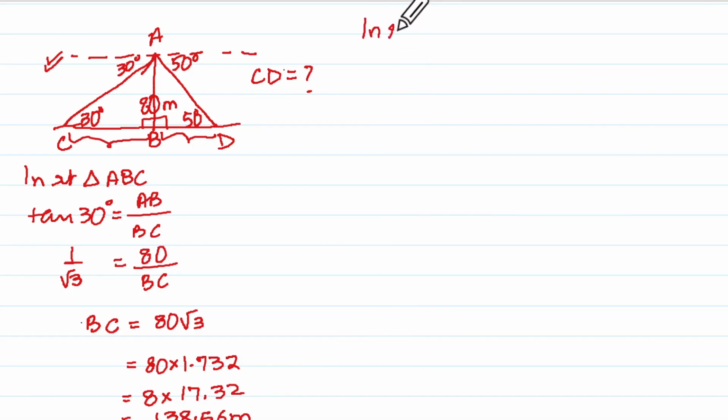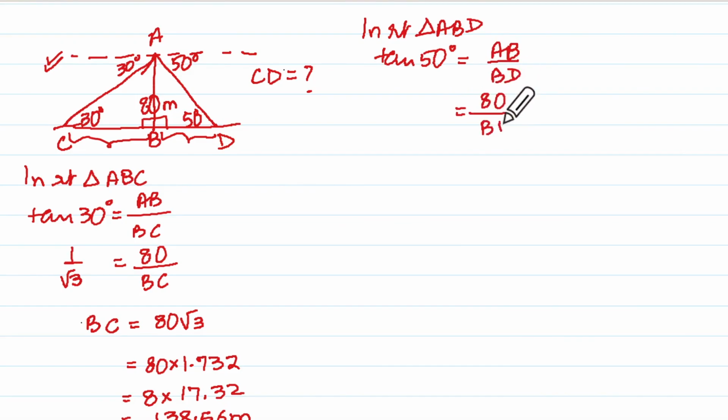Then I'm going to say in the right triangle, which is the other right triangle? Tell me. ABD. In ABD, what will you take? Tan 50 degrees equal to how much? Correct? So my BD comes out to be what? 80 divided by tan 50. Please omit.